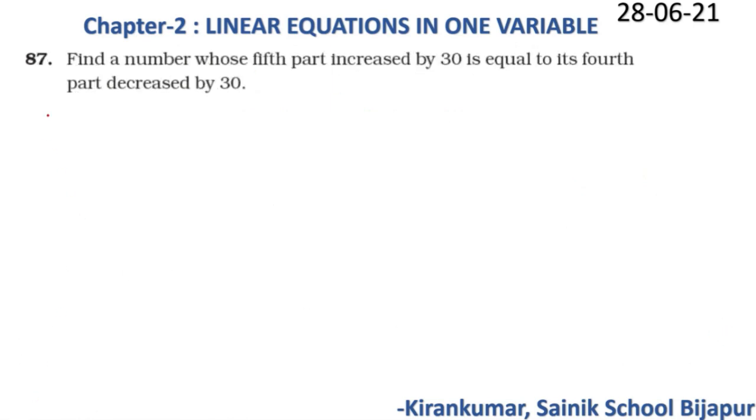Question number 87. Find a number whose fifth part increased by 30 is equal to its fourth part decreased by 30. Suppose I consider x to be the number, the fifth part is x by 5. This has to be increased by 30. The fourth part decreased by 30. They are equal. So x by 5 plus 30 is equated to the fourth part minus 30. Now this is the equation we require to simplify.